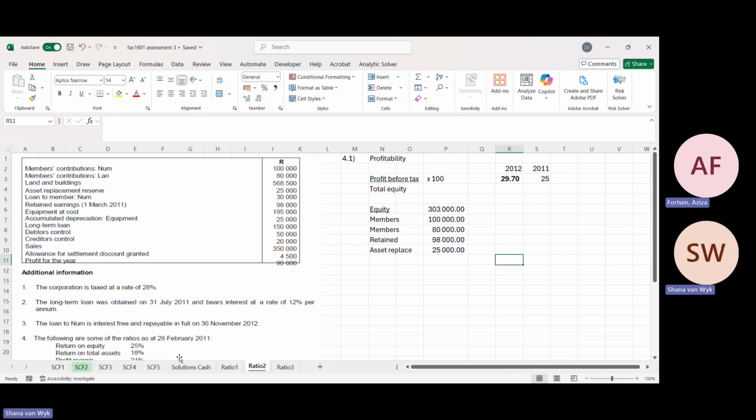So okay, how much does that add up to? I get 303,000. Okay, and then you got profit before tax, which is this 90,000. But you must still take the tax into account there. Did you take it into account? No, the number one is based on 28% tax. So you must net it off. Profit before tax, yes.